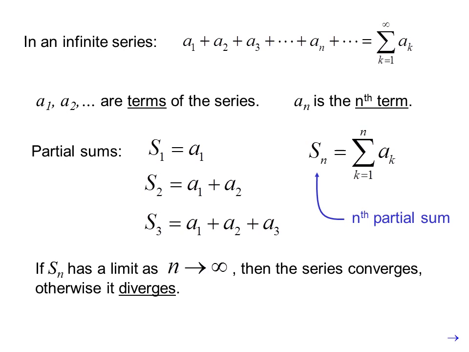If S sub n has a limit as n approaches infinity, then the series converges. Otherwise, it diverges.